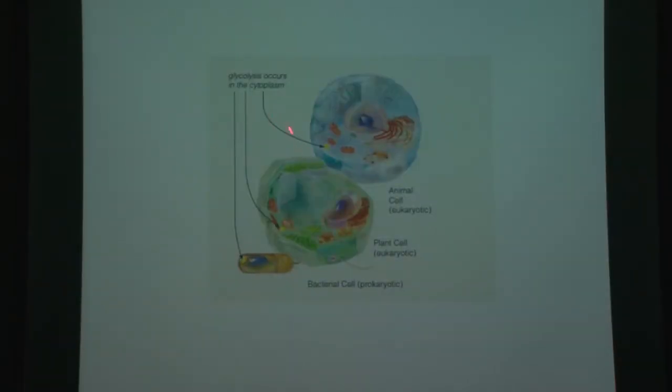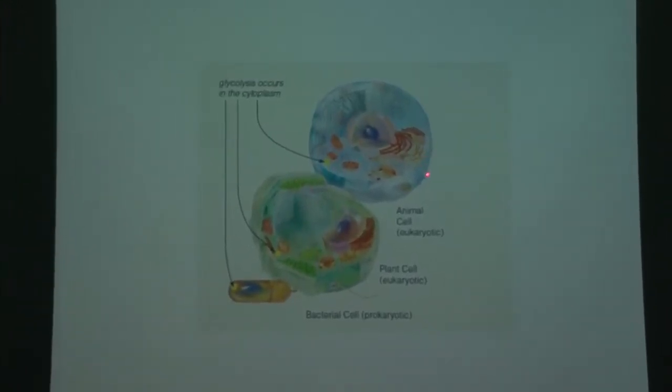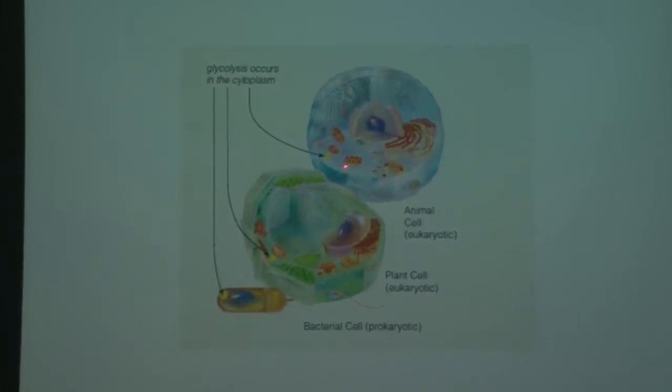Here, this is the place of the cellular respiration. This is the animal cell. In the cytoplasm, glycolysis occurs. Also in the plant cell, glycolysis occurs in the cytoplasm. Also in bacteria, which also go through cellular respiration, this occurs in the cytoplasm.